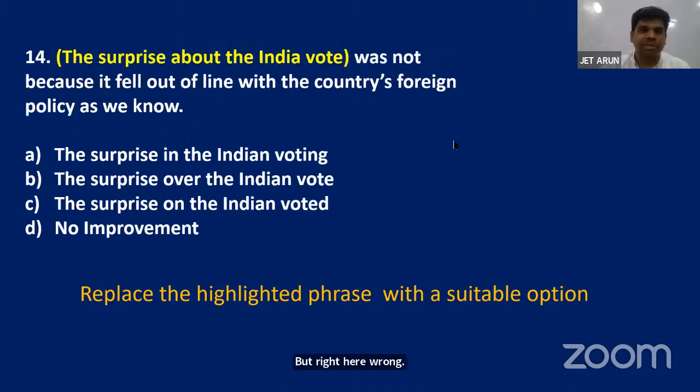All right, here is the next one. The surprise about the India vote was not because it fell out of line with the country's foreign policy as we know. The surprise in the Indian voting, surprise over the Indian vote, surprise on the Indian voted, or no improvement.